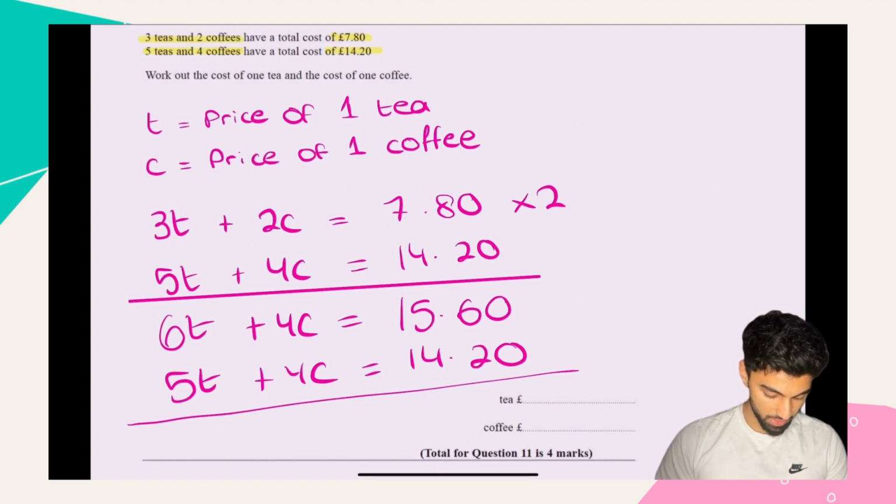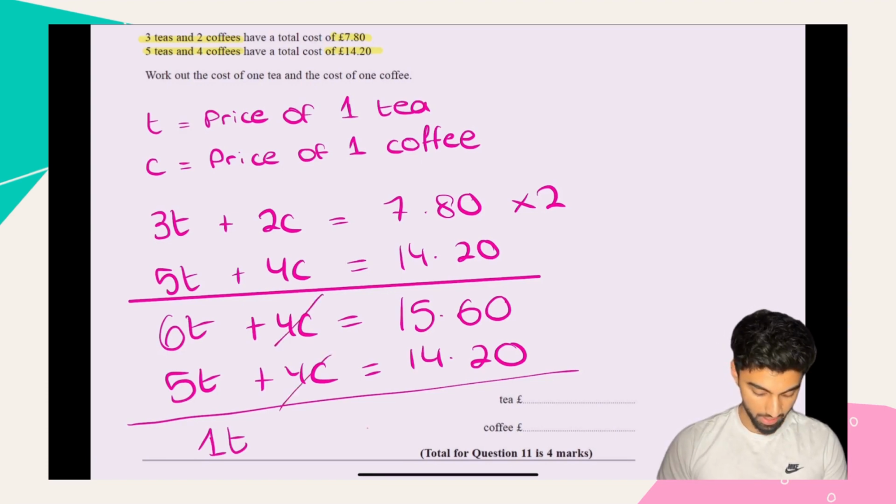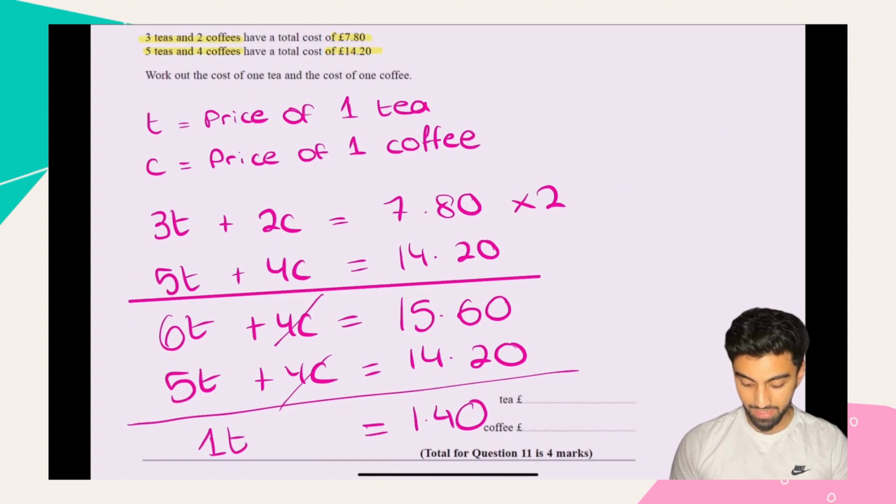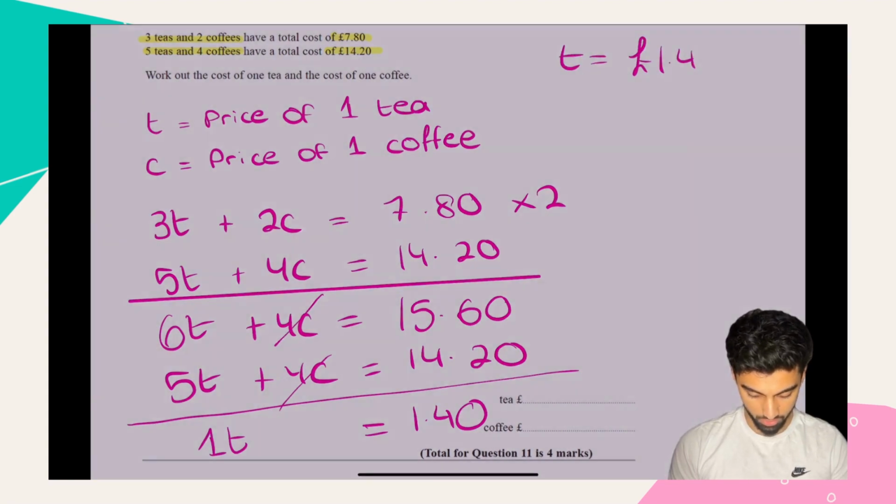6t minus 5t, well that just leaves us with 1t, and because the 4c's are identical they cancel out, so we're left with nothing. 15.60 minus 14.20 gives us 1.40. Now that means the price of 1t is equal to £1.40.